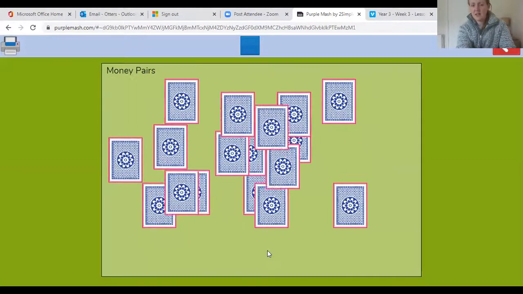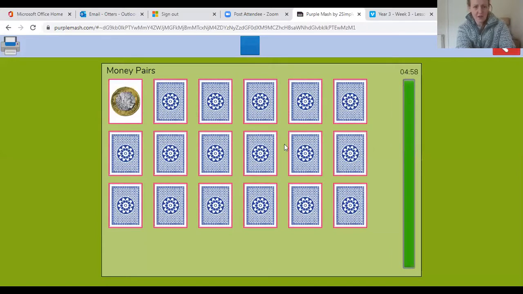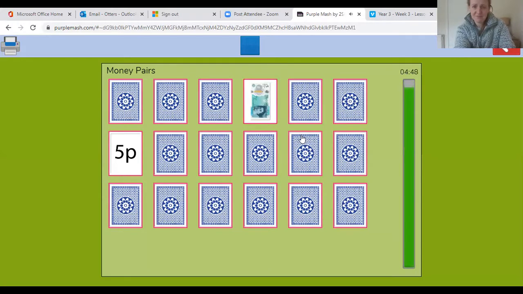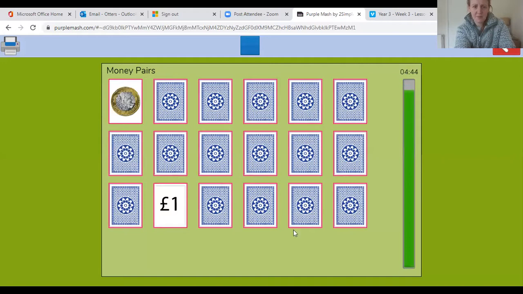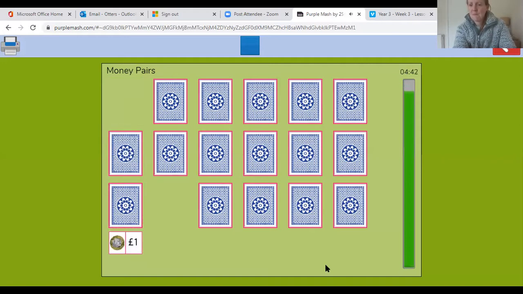There they are, they're all hidden. And so you turn it over. So there's a £1 coin and you have to find the matching one. I've got to remember where they are now. 5p, £5, no. £1. There we go. Okay. Really simple. So it's just a quick game.